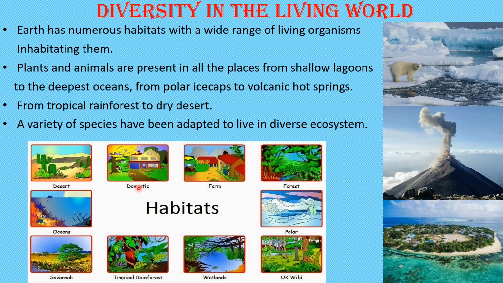And the tropical rainforest, you can see, is where there is more rainfall, and if there is a dry desert area, some plant and animal species will be there too. So what is this? A variety of plant and animal species are living in all the habitats, where they are able to adapt themselves to live in the various, diverse ecosystems. In all the different habitats, it is occupied by various living plants as well as animals. And this is the polar bear, the volcanic eruption, and this is called shallow lagoons. Lagoons means salt lake, but shallow means it is not deep.